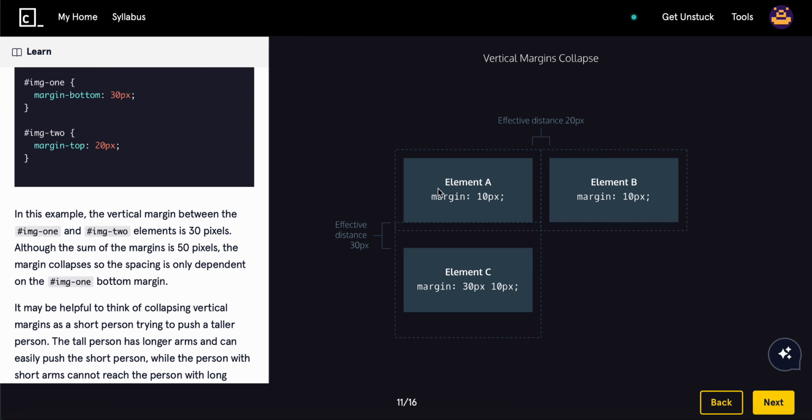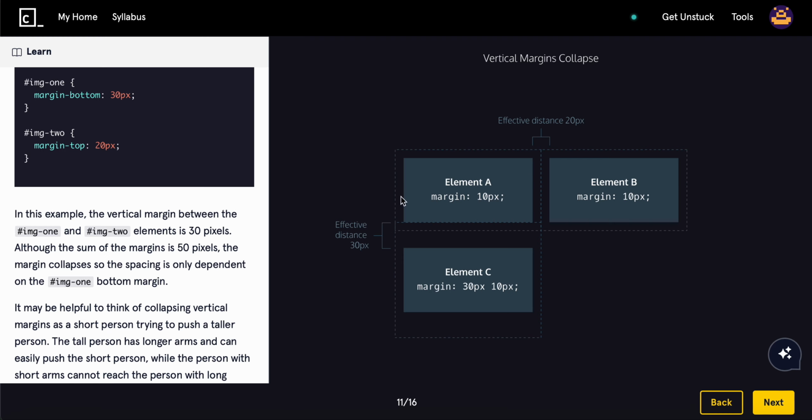Okay, so let's say you have element A and element B. It has a margin of 10, right? So all around is 10. Now element B has a margin of 10. So this is going to be 20 because you're adding this 10 plus this 10. So if it's side by side, it's going to add.